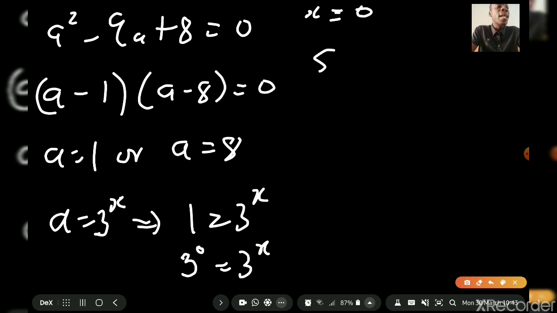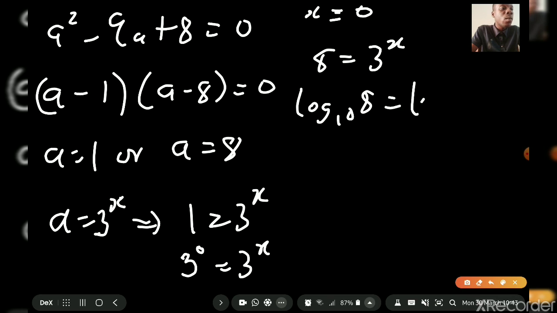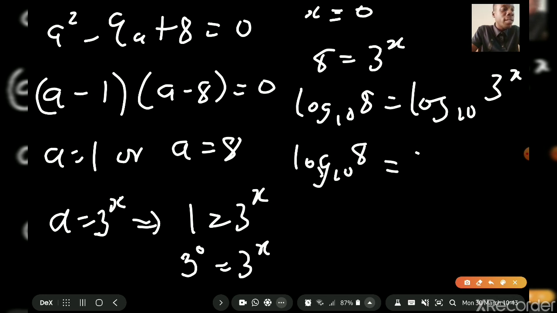Now we also say that 8 is equal to 3 raised to the power x. Okay. Now can we write 8 as 3 raised to the power something? No. So at this point we are going to apply logarithms. Although you have not done logarithms, you are going to see that soon. Okay, so according to your book, we take log base 10 of both sides. So we'll say log base 10 of 8 is equal to log base 10 of 3 to the power x. This is going to give us x log base 10 of 3.